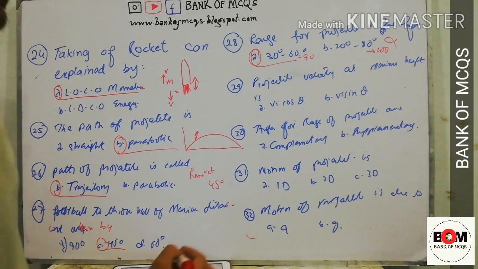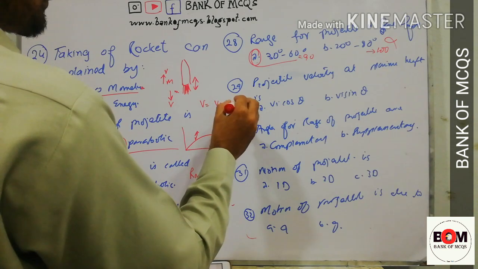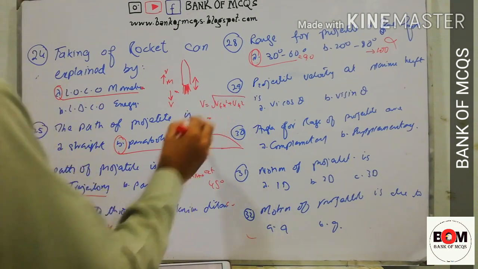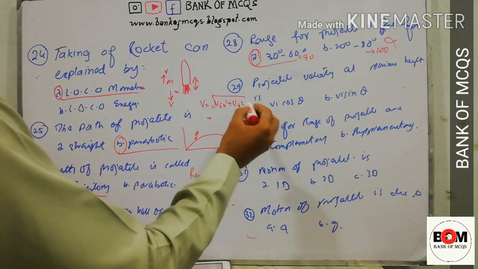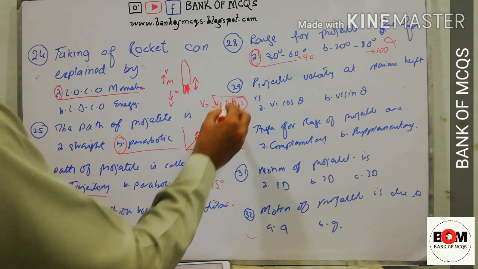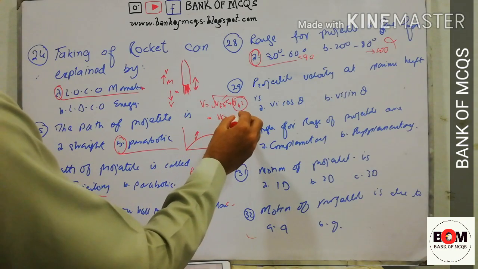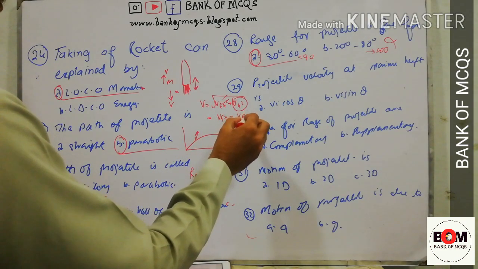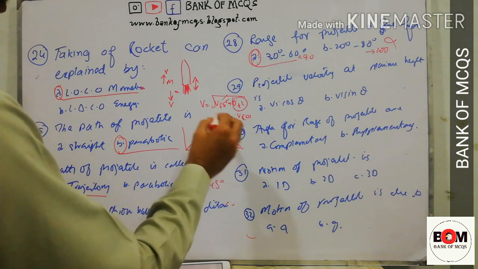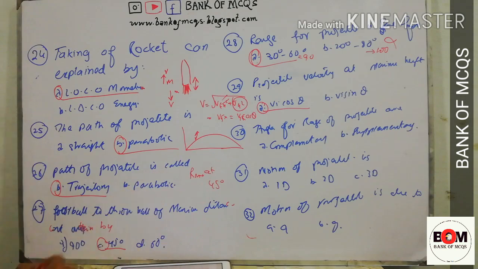Projectile velocity at maximum height is, so we know that the velocity of a projectile is equal to the square root of Vx squared plus Vy squared. At the highest point, the vertical component of velocity is 0, so we only get Vx squared. So the square and root cancel, and Vx is equal to Vi cos theta. So the option Vi cos theta is right.